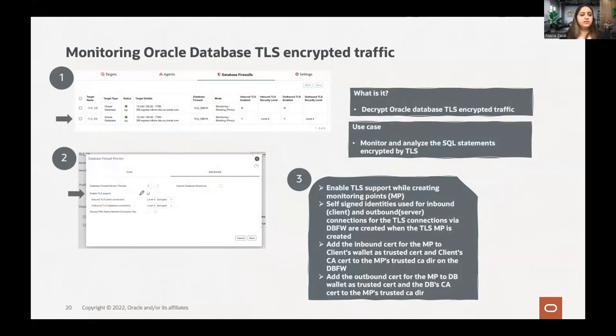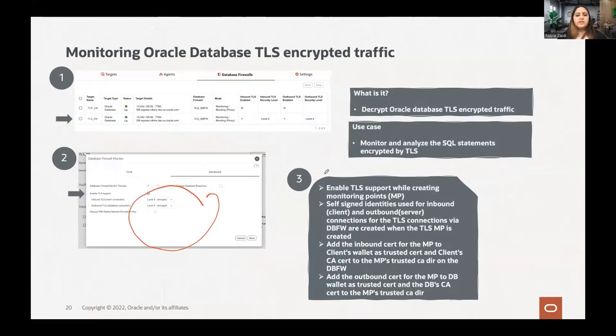When you are registering the target, you go to Advanced and say, okay, my target is TLS encrypted. So it's like enable TLS support, and you select inbound TLS and outbound TLS, what level of encryption you would like to implement. Whatever you are using by default, I think you should select that by default here, and you start monitoring your TLS encrypted traffic.